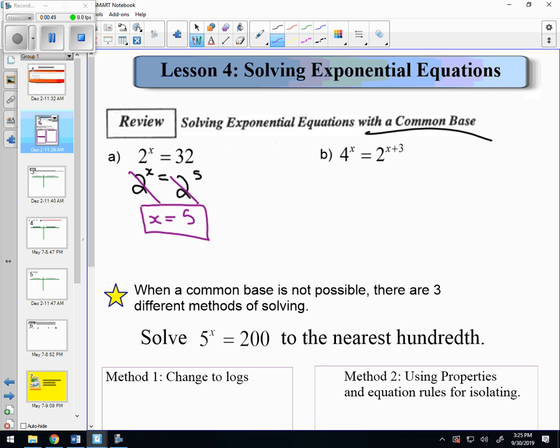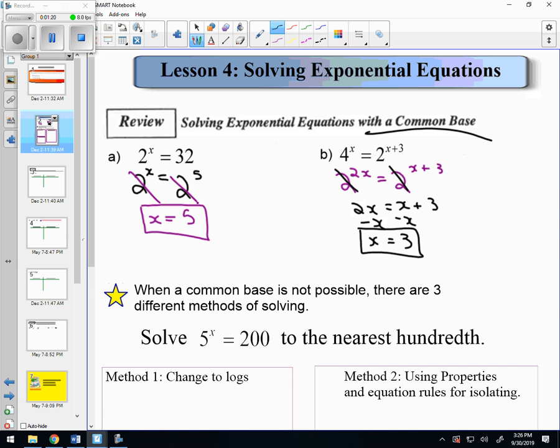Okay, the next one, I see my common base is going to have to be 2. I can rewrite 4 as 2 to the power of 2, and then that x has to stay there. Now that I have the same base, I can drop them, and I'm left with 2x equals x plus 3. And now I solve the equation, subtract x from both sides, x equals 3. Always check your answers as well.